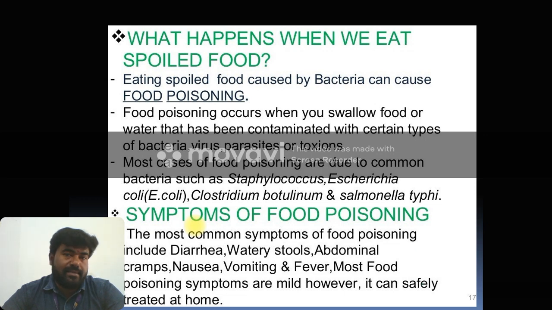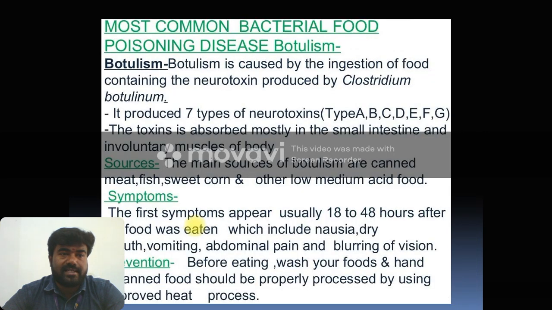Okay, then what happens when we eat spoiled food? The first one is food poisoning. If we swallow contaminated food or water, we get food poisoning. For example, Staphylococcus and Escherichia coli are the major causative agents of food poisoning. What are the symptoms of food poisoning? Nausea and vomiting are the common symptoms. Then botulism. The causative agent of botulism is Clostridium botulinum. This is one of the major pathogenic organisms. It produces seven types of different toxins, the neurotoxins.